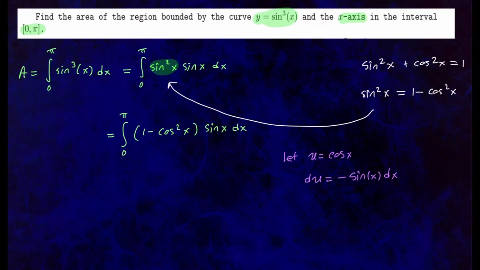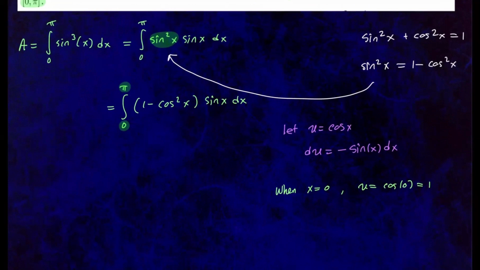All right, now let's change the limits of integration. Since these belong to x, what will be the new limits for u, so that I don't have to come back to the variable x? So I'm going to go ahead and change them. When x is equal to 0, u would be cosine of 0. Cosine of 0 is 1, so that will be our lower limit for u. And when x is equal to pi, then u is going to be cosine of pi. Cosine of pi is negative 1. So these are our new bounds.